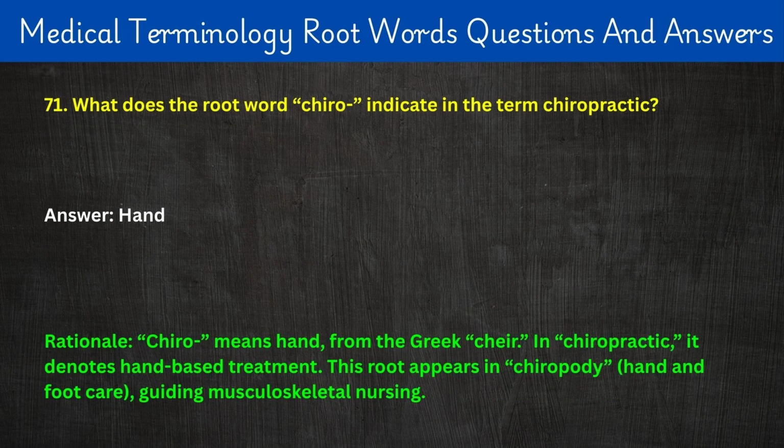71. What does the root word chiro- indicate in the term chiropractic? Answer: hand. Rationale: Chiro- means hand, from the Greek chair. In chiropractic, it denotes hand-based treatment. This root appears in chiropody, hand and foot care, guiding musculoskeletal nursing.